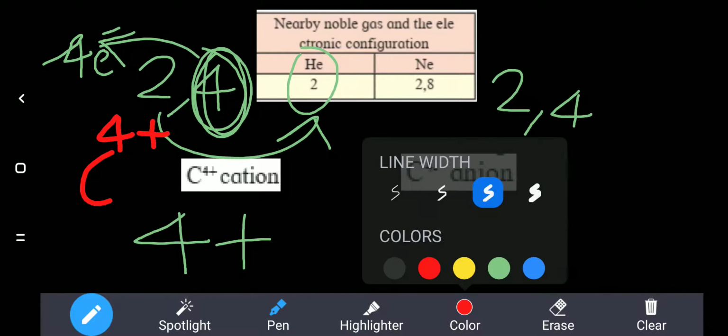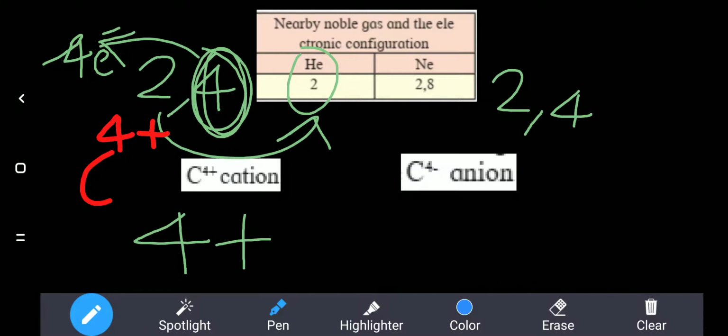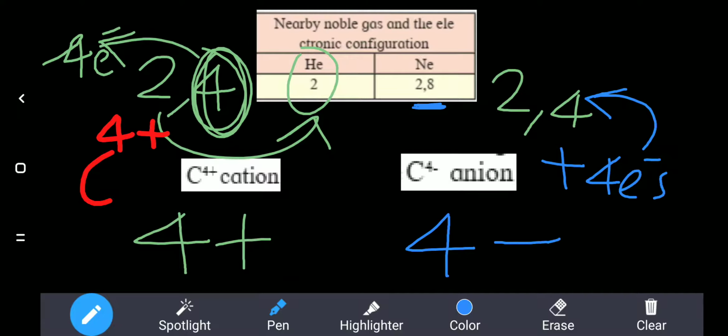If that is not the case, and if I want to attain the noble gas configuration of neon, here I have to add 4 electrons. Yes or no? Yes, definitely. 4 electrons, that means 2 comma 8. When I add 4 electrons, it is definitely going to be 8, and 4 additional negative charges are generated. Then I end up getting C4 minus ion. When I have a positive charge on the carbon, I call it carbocation. And if I have a negative charge on the carbon, I call it carbanion.